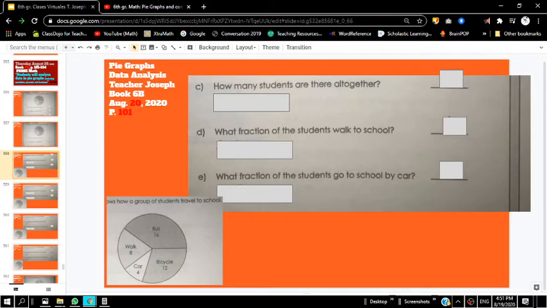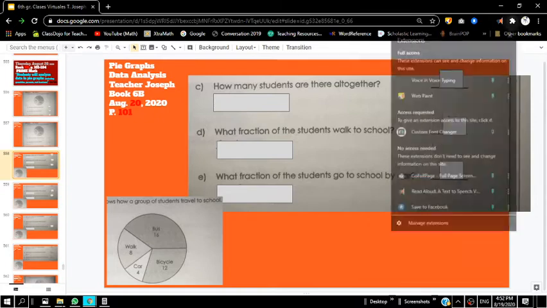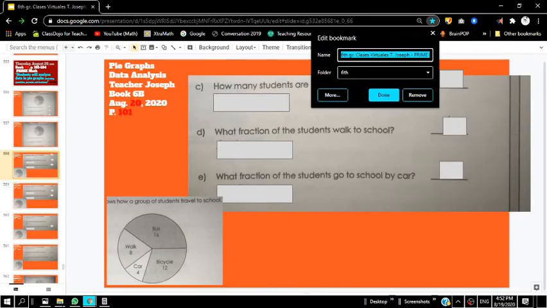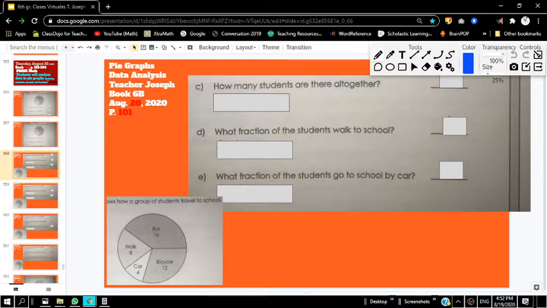The next question, letter D, says, what fraction of the students walk to school? Well, if we take the number that walk to school, which is 8, and we compare that to the total number of students that are going to school, we can come up with a fraction, okay? So let's try to figure that out. We take the number of students that are walking, which is 8, and we compare that to the total, which is 40, which can also be made into a simpler fraction.